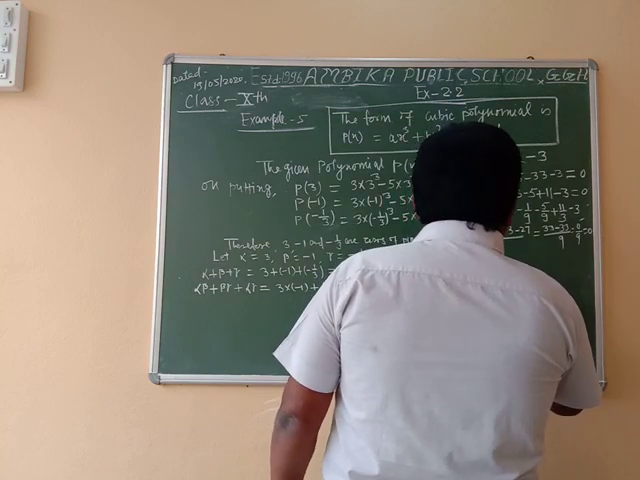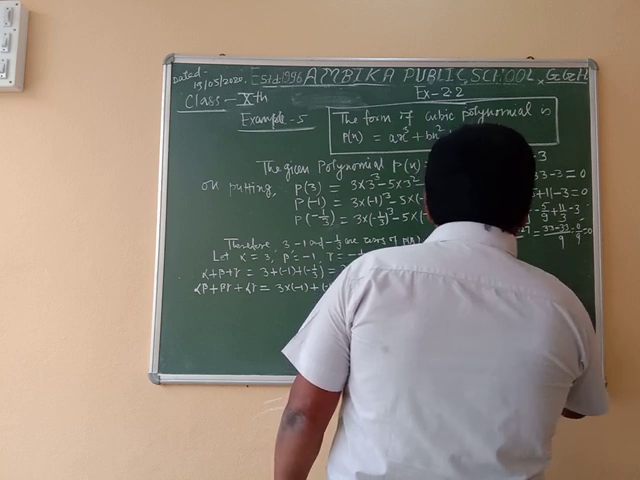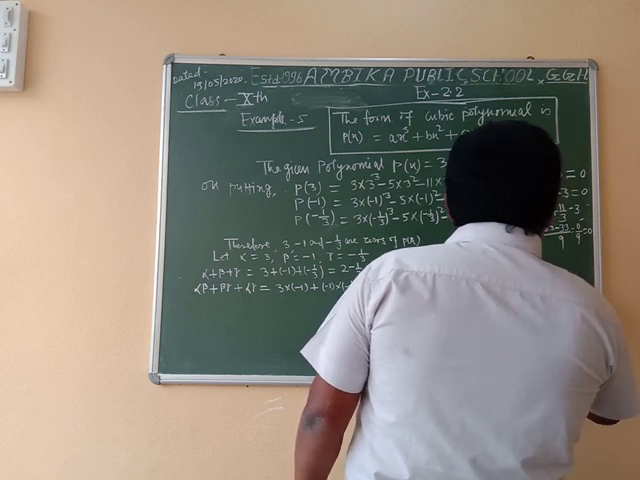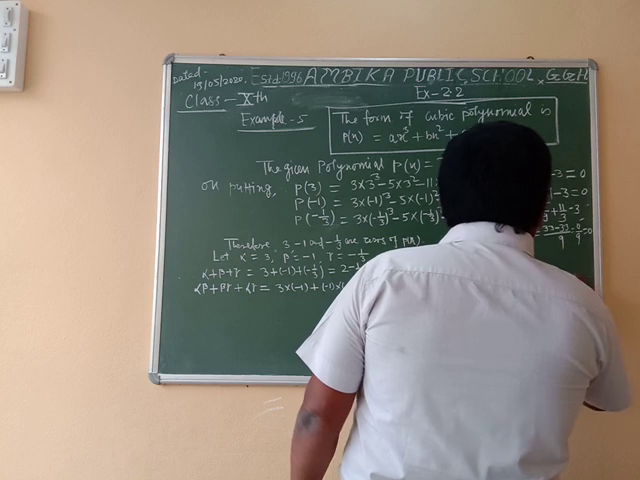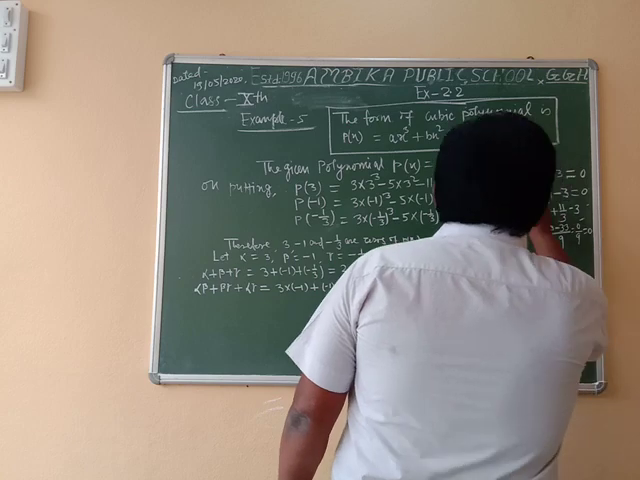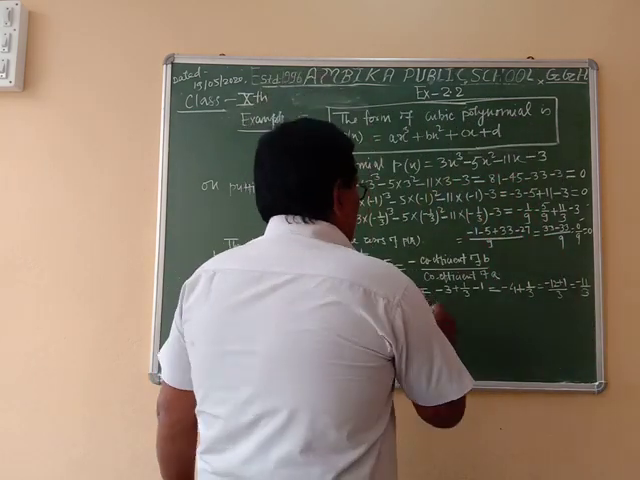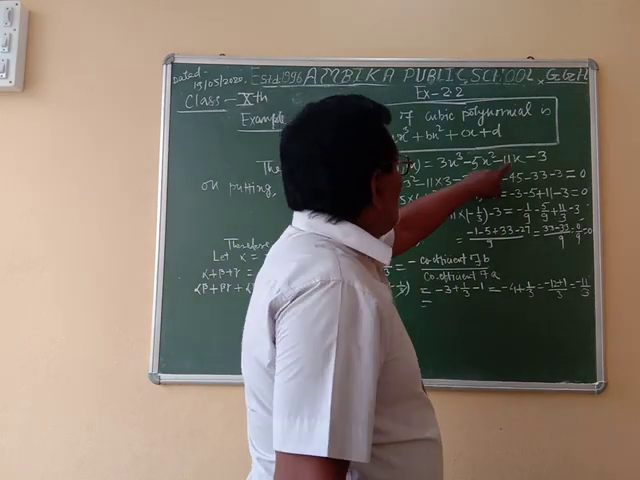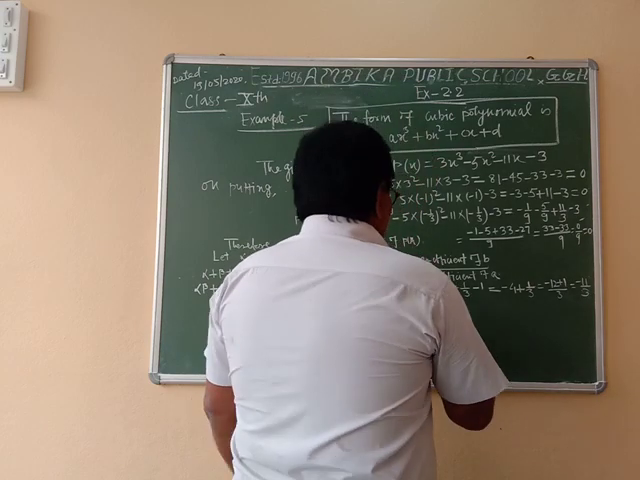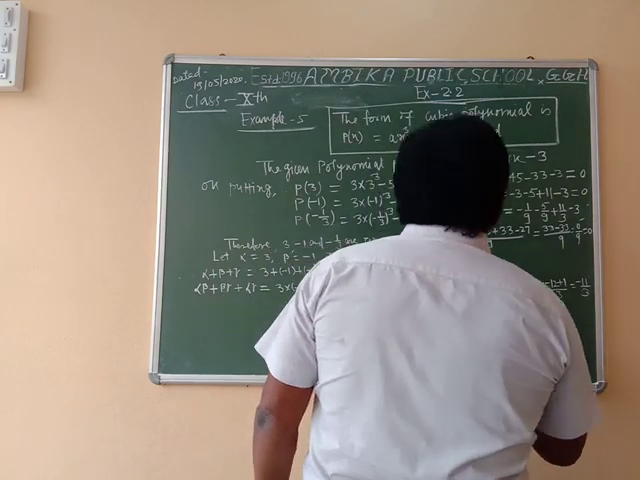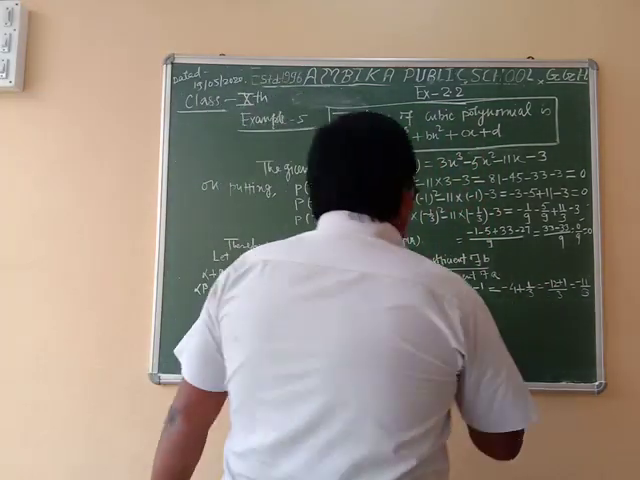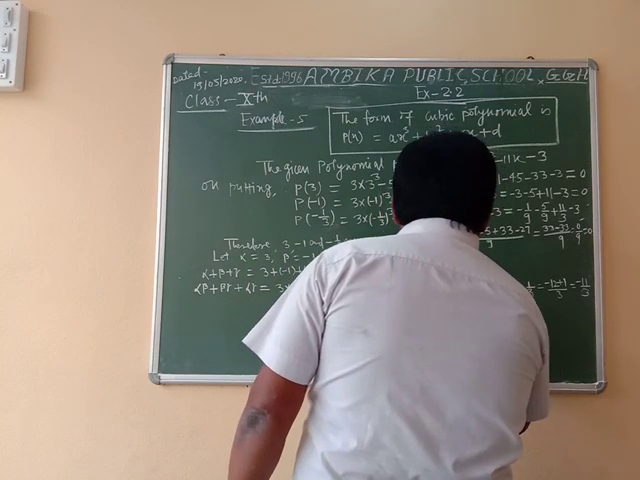-3 plus 1/3 minus 1 is equal to -4 plus 1/3, which is -12 plus 1/3, is equal to -11/3. So -11/3 is equal to coefficient of x by coefficient of x cube, that is c by a.